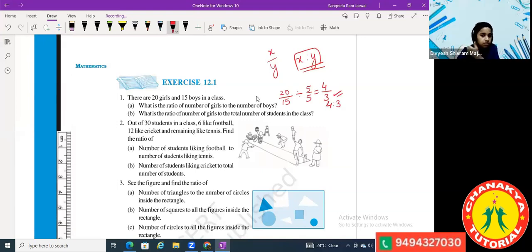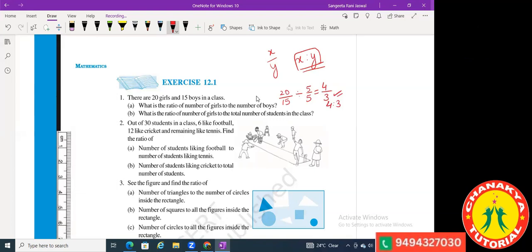You got it? Okay, similarly, you can ask, what is the ratio of the number of girls to the total number of students in the class? 20:35, which is 4:7. So the total number of students is the total of girls and the total of boys. So that's 20 + 15 is 35. So 35 is the total number of children in the class. Number of girls is 20 and the total is 35.